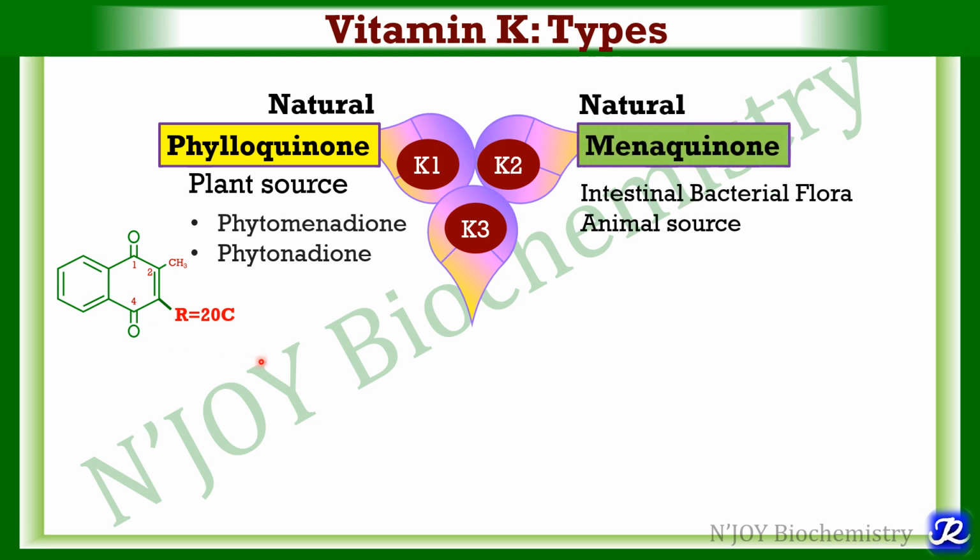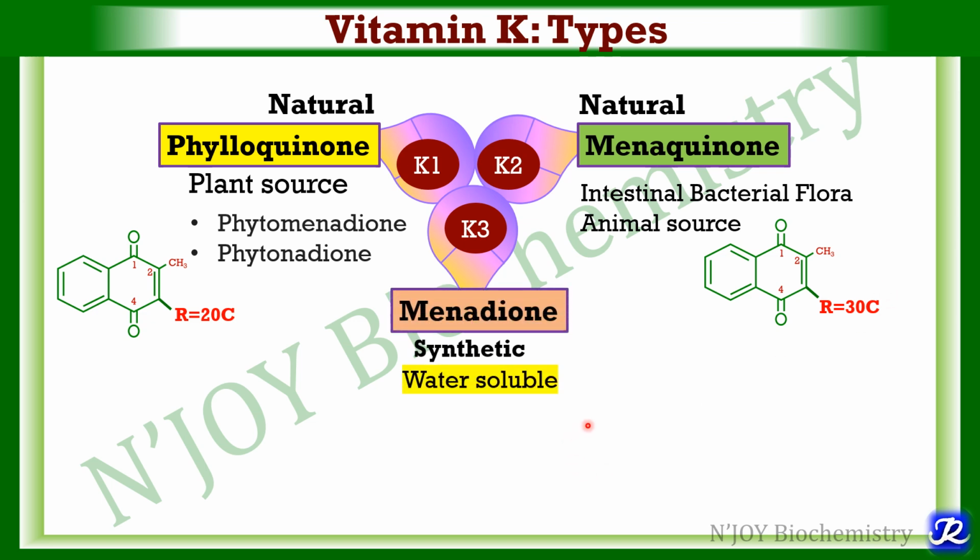K2 is menaquinone, which is also a natural form of vitamin K. This menaquinone can be synthesized by intestinal bacterial flora and it can also be derived from various animal dietary sources. This is the structure of menaquinone. Here the difference is only in the side chain, that is it has a 30 carbon side chain.